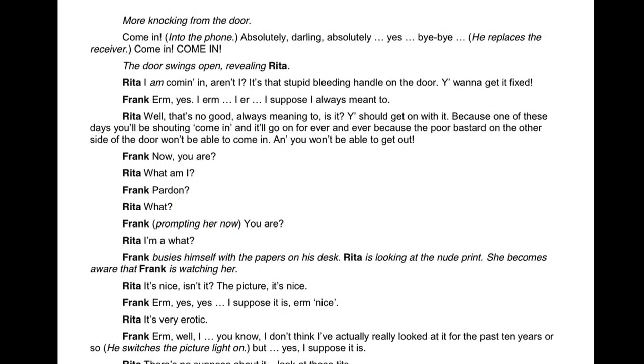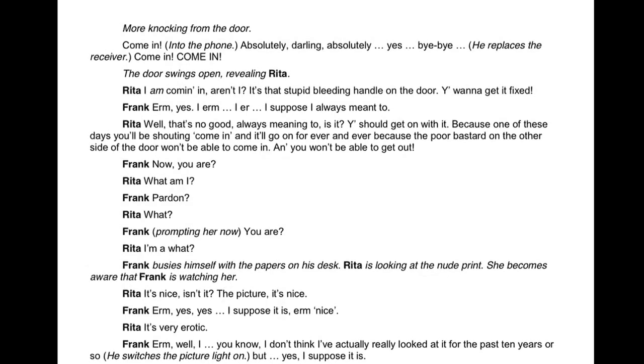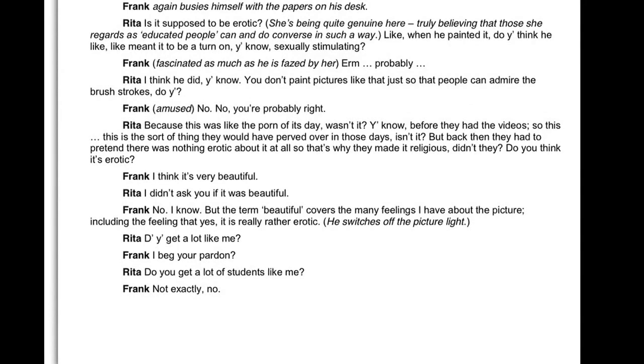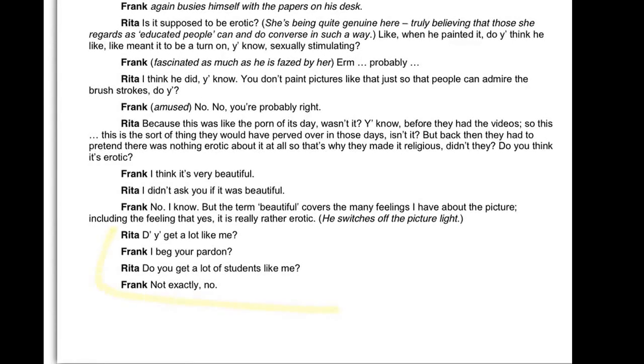Then we go and look at the ending of the text. This is what I tell you to do. I tell you to go to the very last lines and to see if there's anything in there for you to look at. So here, our last bit here, "Do you get a lot like me?"